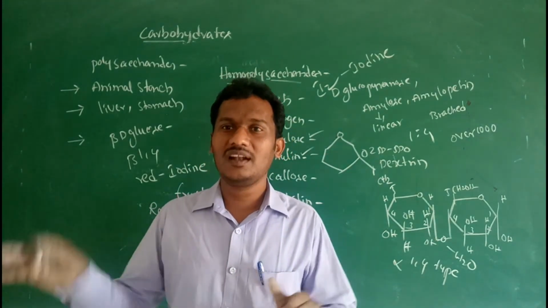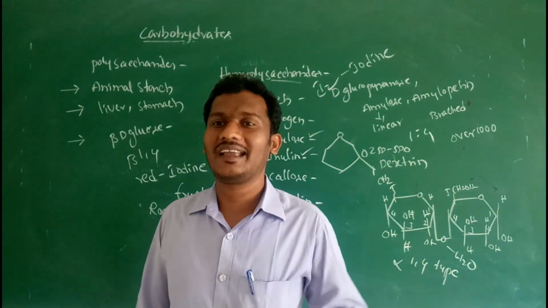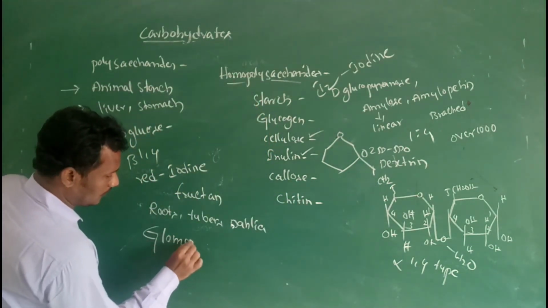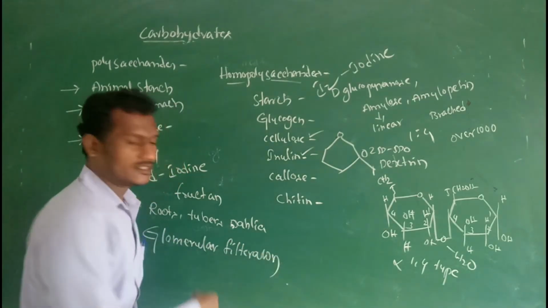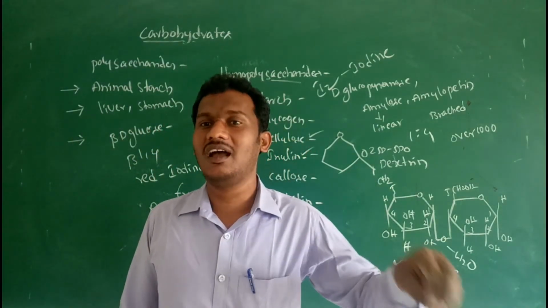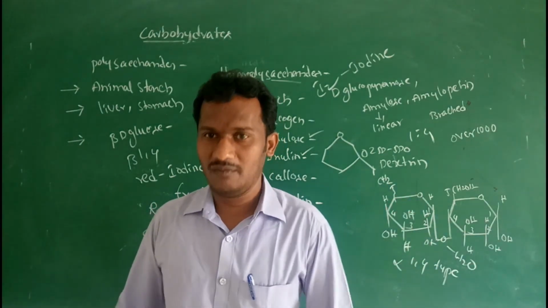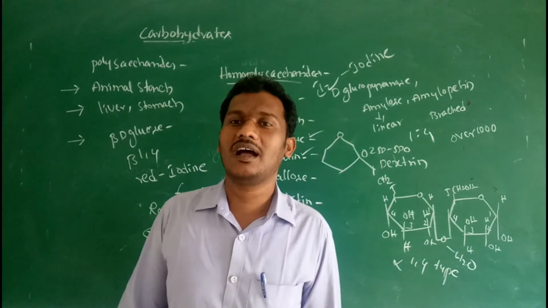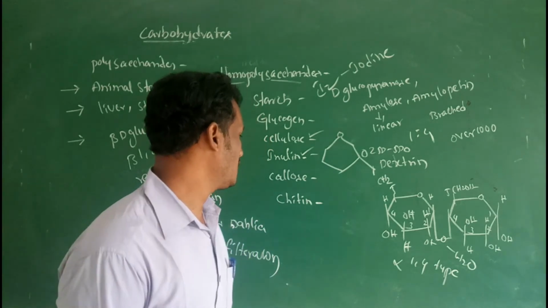So these will be filtered by the kidneys. That's why inulin is useful to check kidney function. This is known as glomerular filtration. So inulin will be useful to check the kidney function. Why? Because there is no metabolism in the human body for inulin, so it will be filtered by the kidneys. This is known as glomerular filtration.